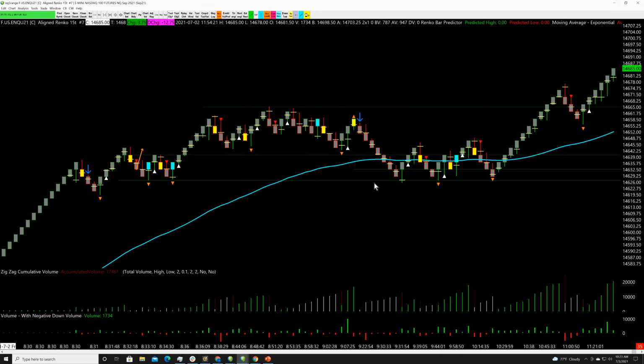Your entry would have been 14,632. Your maximum favorable excursion would have been about 14,627. It's only worth 5 points max. So we'll write that down, right? No trigger long, no trigger long. This is your next trade right here. Let's erase these lines.